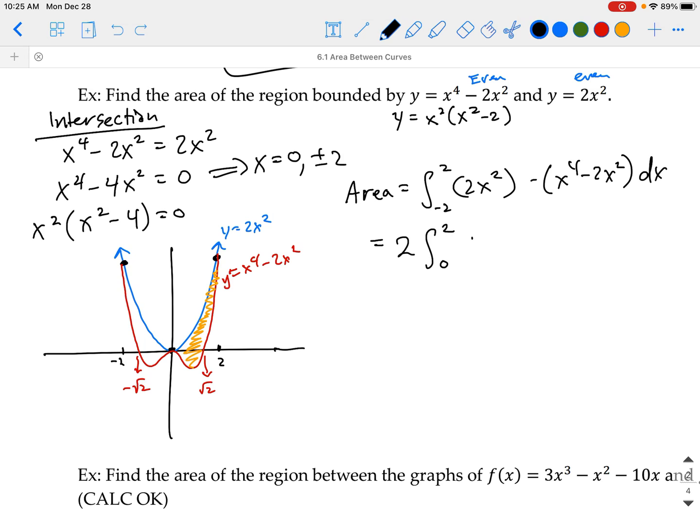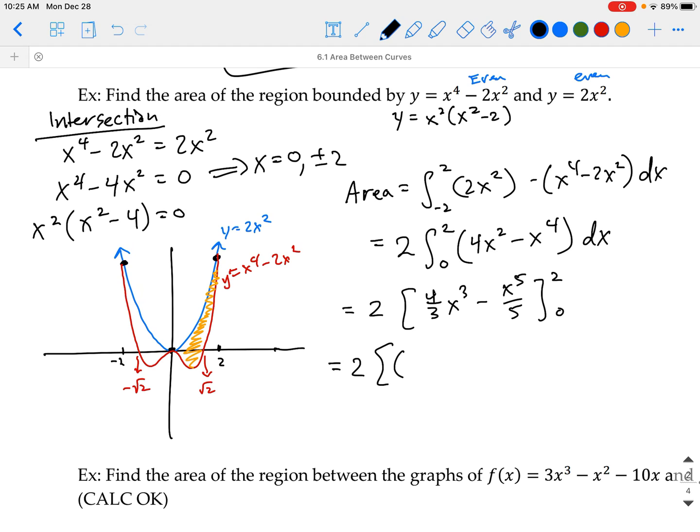All right, so working this out, we're going to get 4x squared minus x to the fourth dx. And now we can evaluate. So we're going to get 4/3 x cubed minus x to the fifth over 5, evaluated at 0 and 2. And note that 0 is going to be really easy to evaluate. So at 2, we'll have 4/3 times 8 minus x to the fifth is going to be 32 over 5 minus 0.